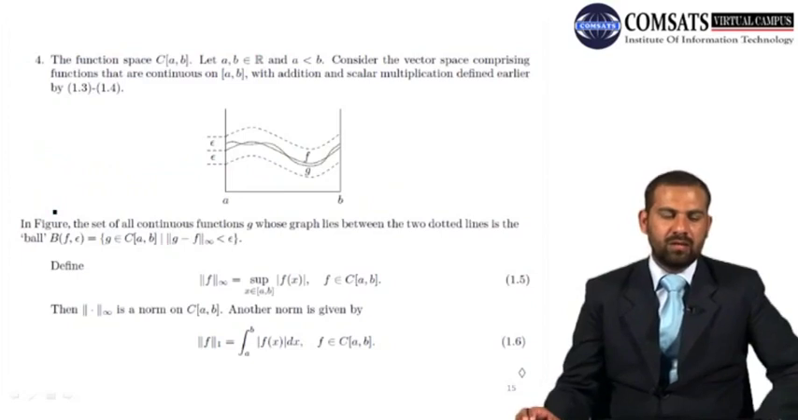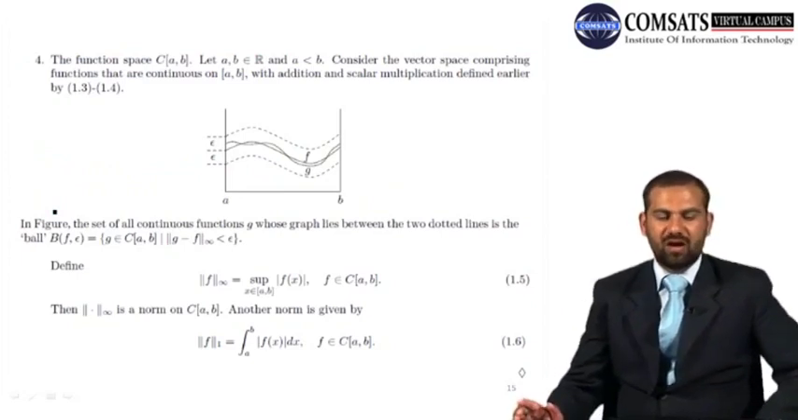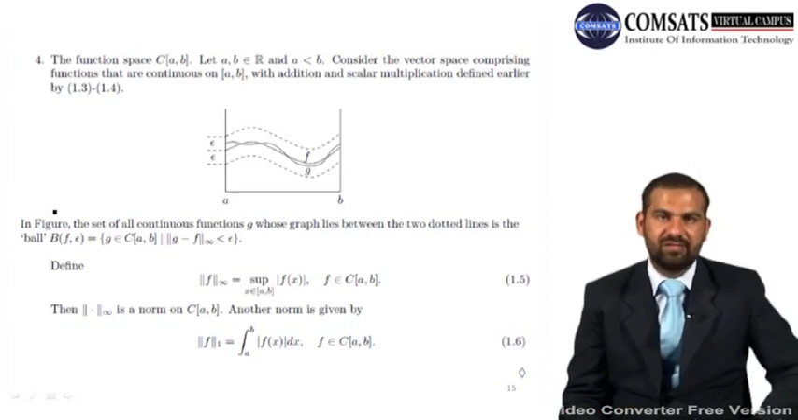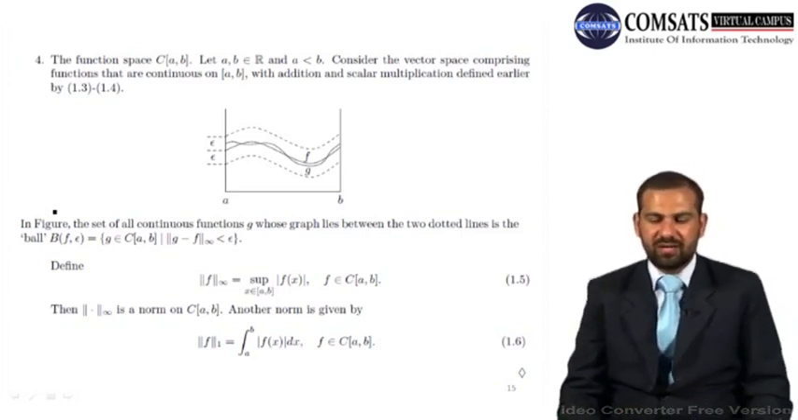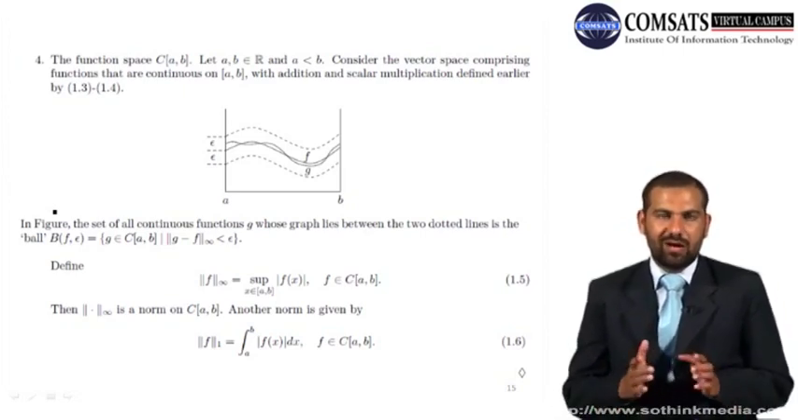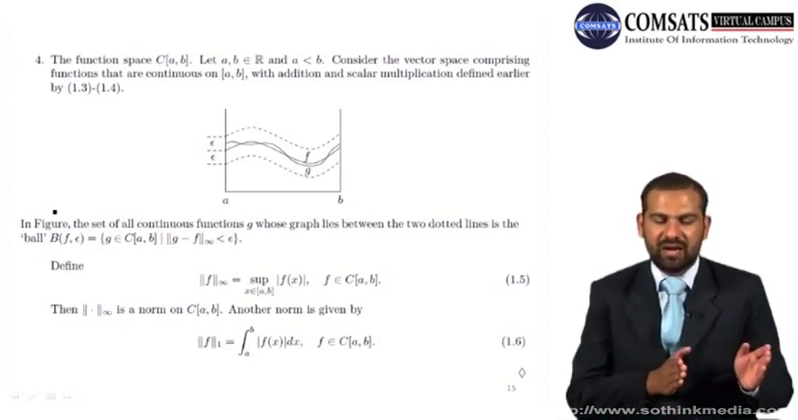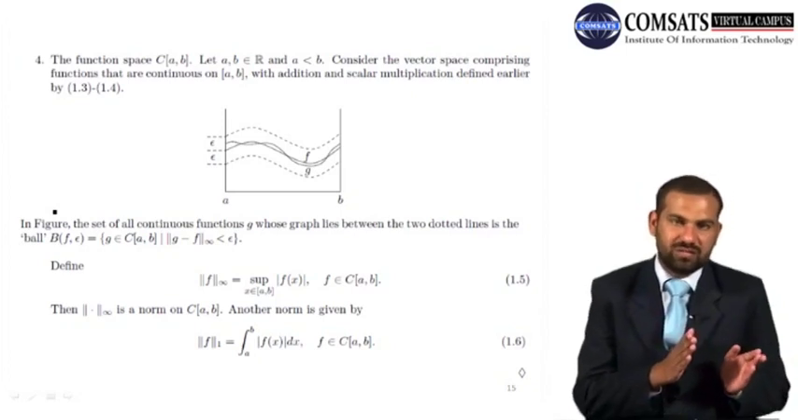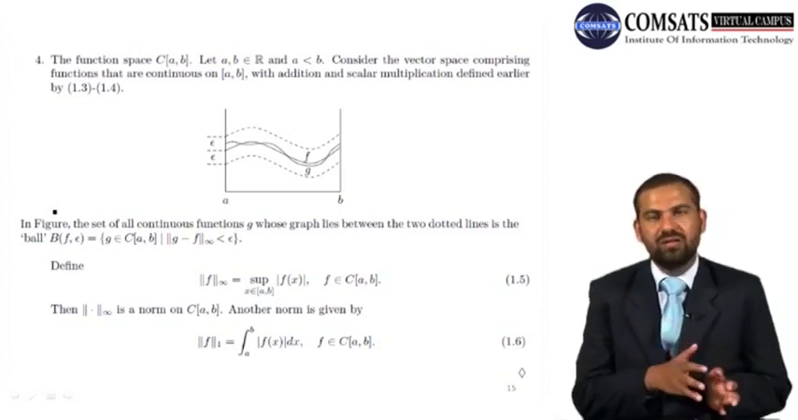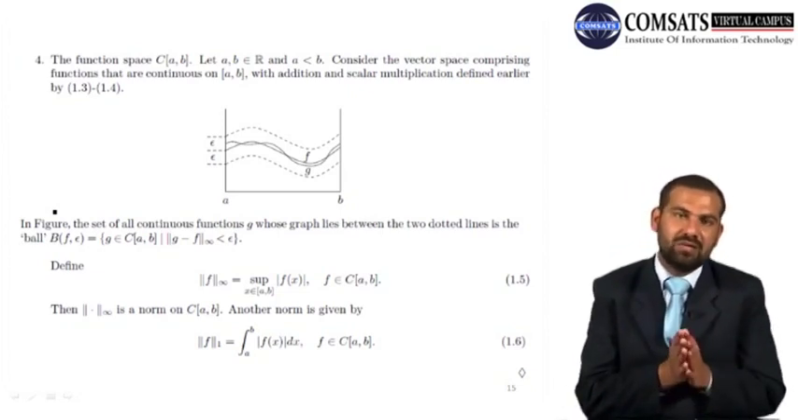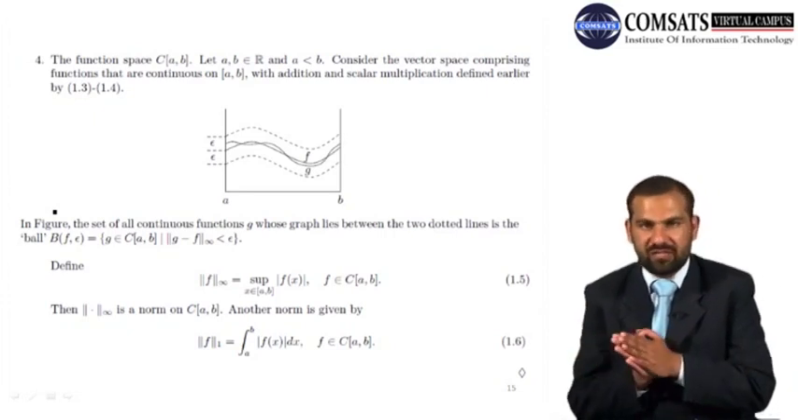Another beautiful example: the space of all continuous functions defined on the closed interval [a, b], where a and b are two real numbers and a is strictly less than b. Now consider the vector space comprising the functions that are continuous on this closed interval with addition and scalar multiplication. We already saw earlier that when we add two continuous functions, the sum is a continuous function, and when you multiply a scalar with a function, it multiplies with each value of f of x.